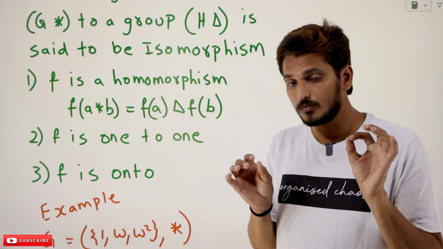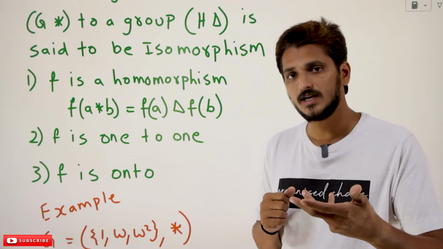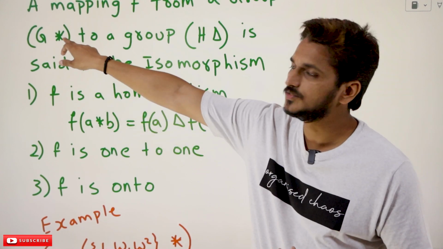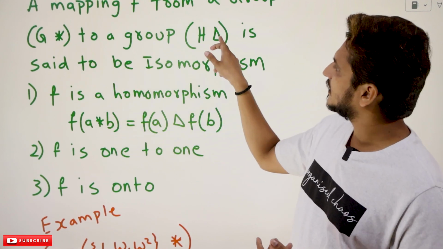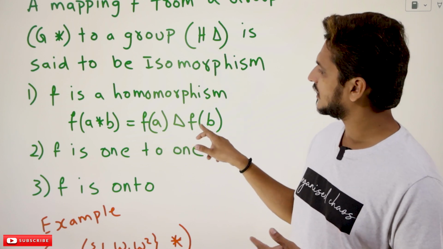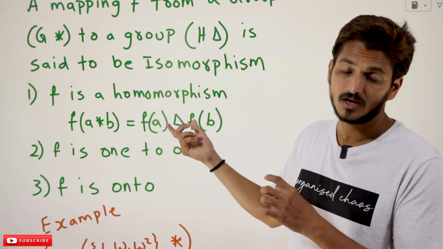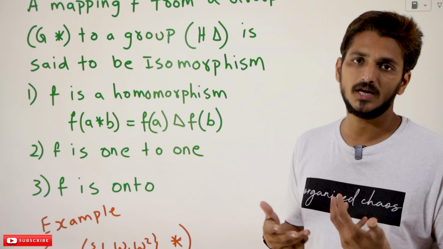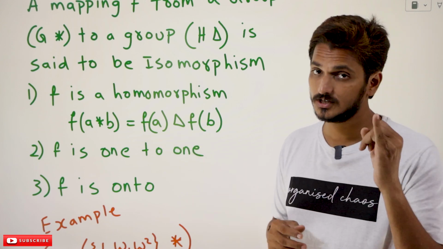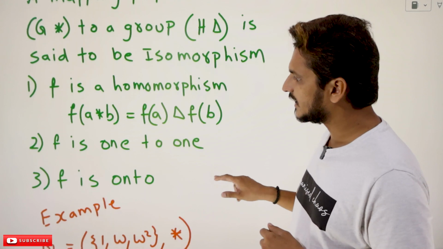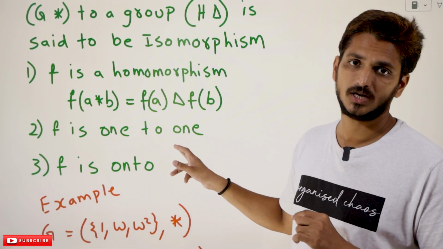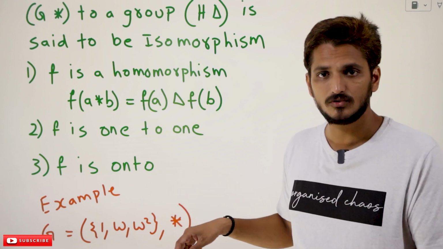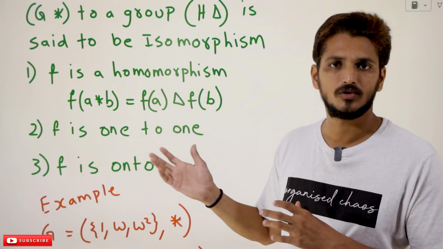First it has to satisfy the homomorphic property. What's the homomorphic condition? F of A star B, where star is the binary operation from G and delta is the binary operation from H, equals F of A delta F of B. If it satisfies this condition for all A, B belonging to the set G, then we say it is a homomorphism. The second condition is F should be a one-to-one function, and F is an onto function. If it is one-to-one and onto, that is, bijective, then we say it is an isomorphism.